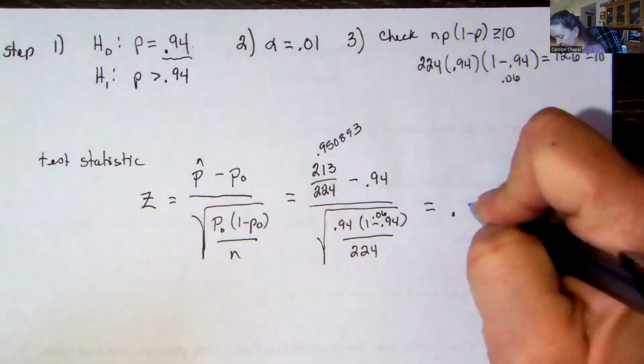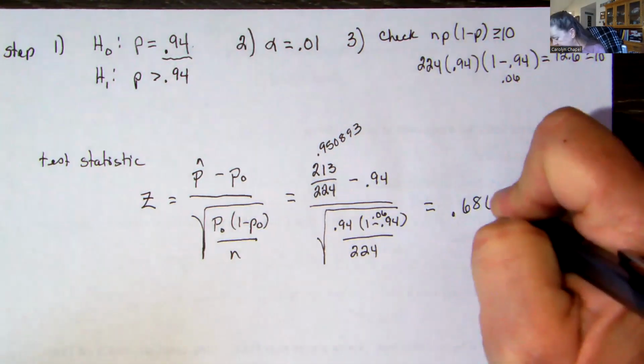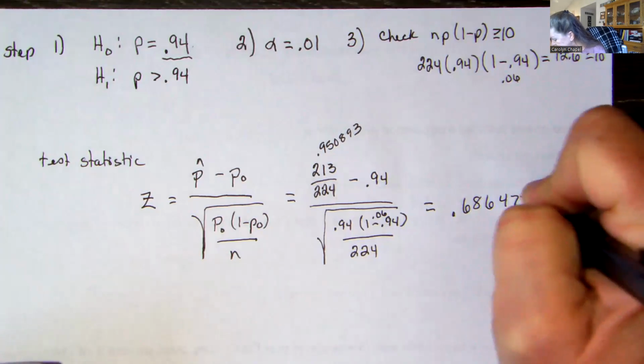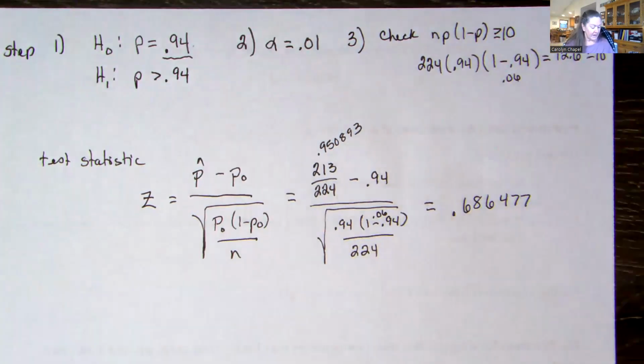And I am going to round it to, I don't know, let's see. There's a couple digits for you, so you can kind of double check. So that is our test statistic.